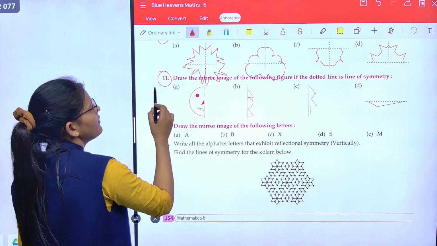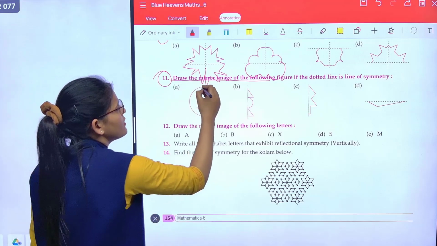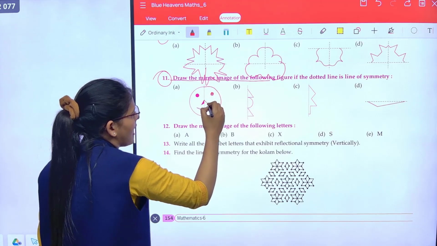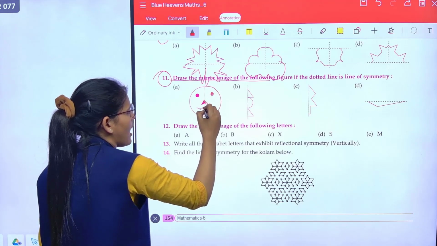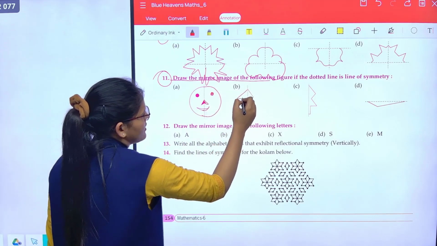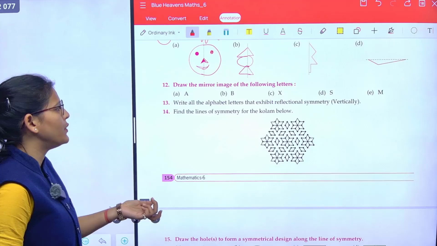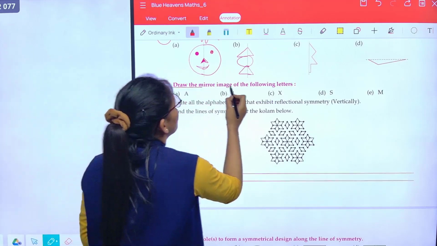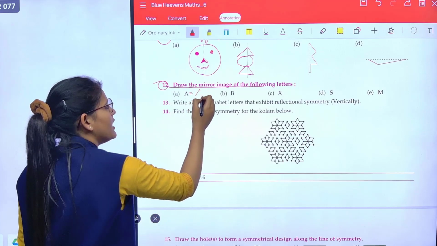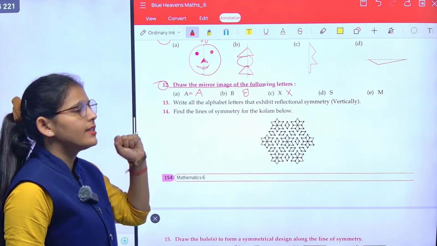Come on, question number 11. Draw the mirror image of the following figure if the dotted line is the line of symmetry. बस इसको आपको complete करना है. Here is one eye, you can draw like this, and there is nose and complete like this. Yes, and this. Okay class, rest of the parts yourself. Come on, question number 12. Draw the mirror image of the following figures. Class, ये जो A letter है इसकी mirror image A ही होती है. B this, X also, X. Rest of the parts do yourself.